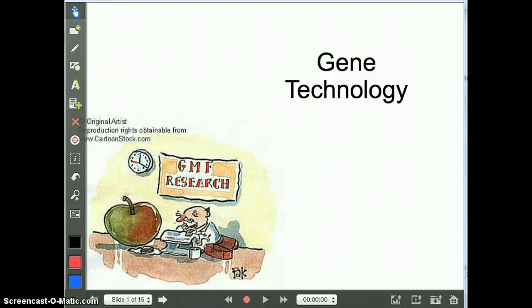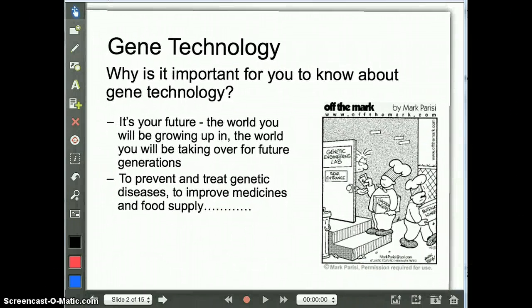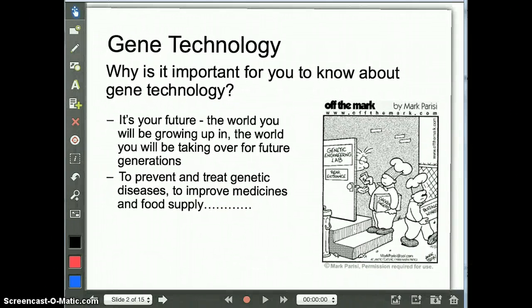All right, today one of the last parts we're going to be taking a look at is how gene technology is going to be involved with our genetics unit. We take a look at what gene technology is. Why is it important for us to actually know about and learn it? What it really comes down to is what you guys are going to be seeing as your future.